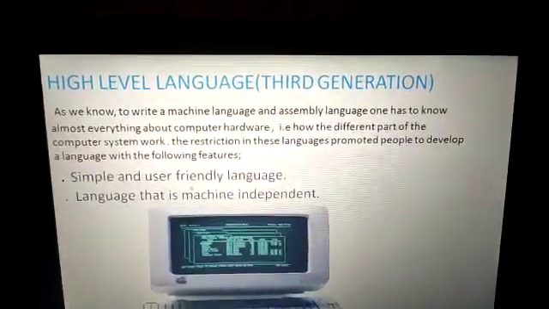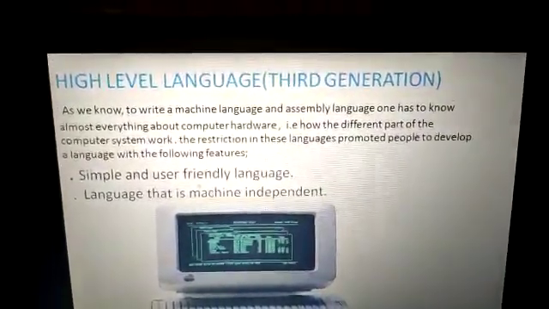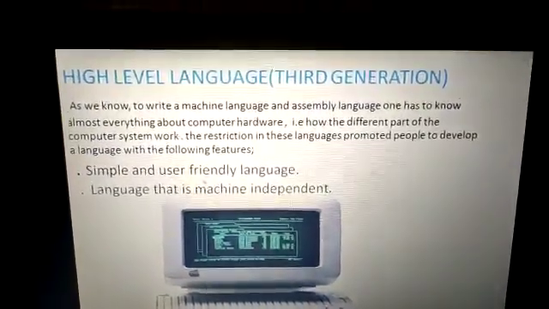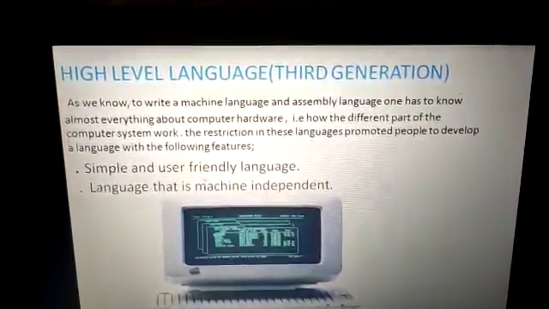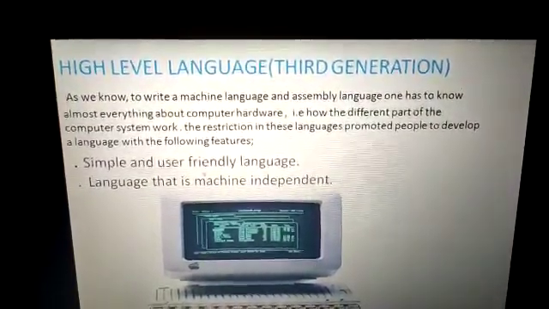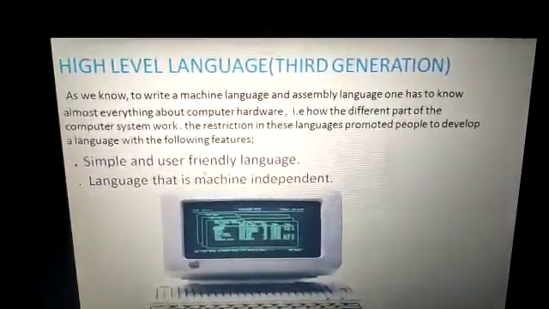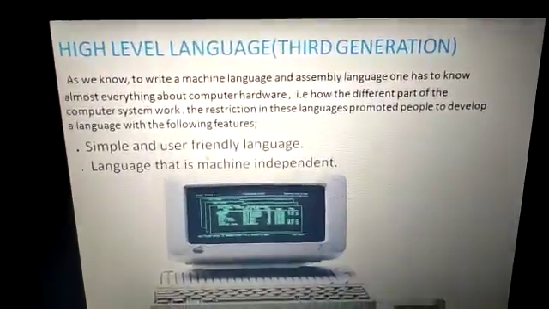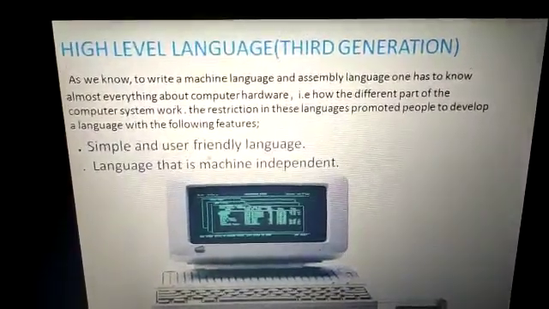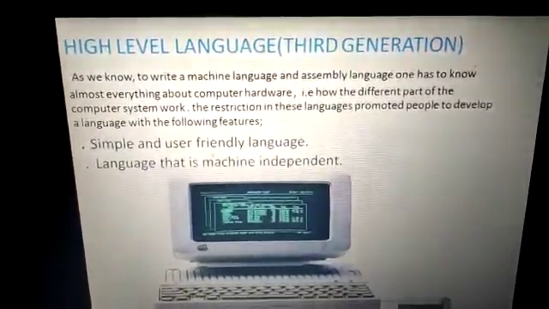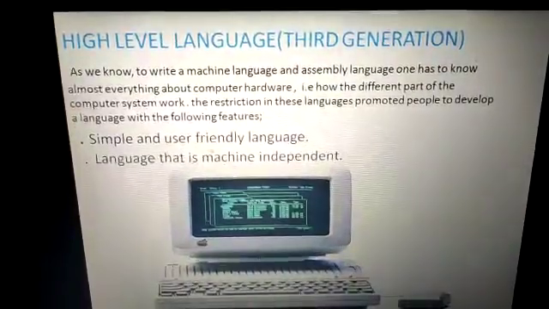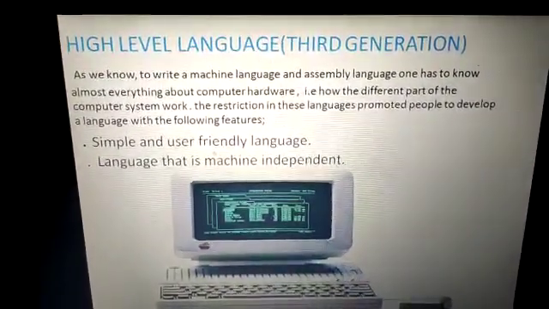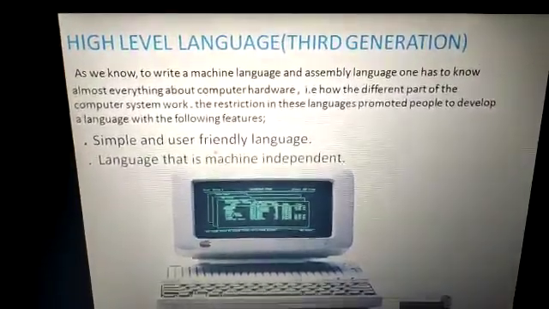Third generation computer, which was based on high level language, meaning strings were used in this language. As we know, to write machine language and assembly language, one has to know almost everything about the computer hardware, that is, how the different parts of the computer system work. The restriction in these languages prompted people to develop a language with the following features. The features of high level language are simple and user friendly. User friendly means the user can easily operate the computer.